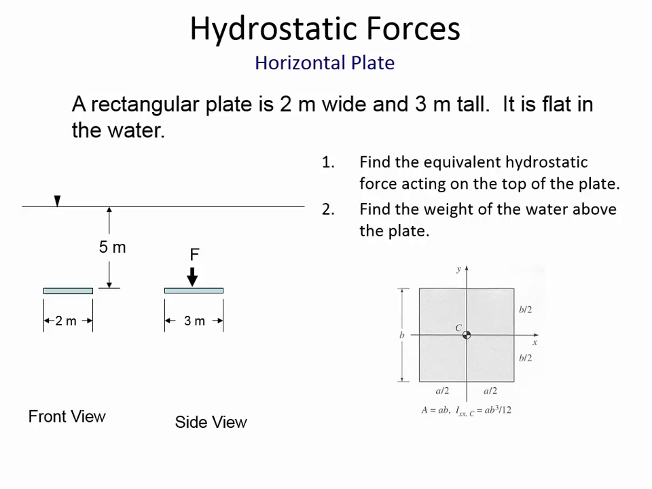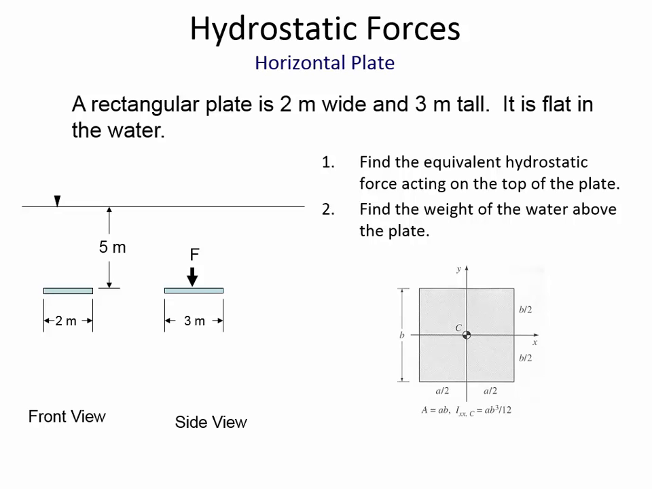There's an alternate way to calculate the solution to this, though. And that is to calculate the weight of the water that's above the plate. So this is what the plate might look like if we were to draw it in 3 dimensions. Consider, what would be the weight of the water above that plate? To calculate that, we need to know the volume of the water, and the volume of water above that plate is going to be 5 meters, which is the depth, multiplied by its area, which is 2 meters by 3 meters. So in total, there is 30 cubic meters of water above that horizontal plate.